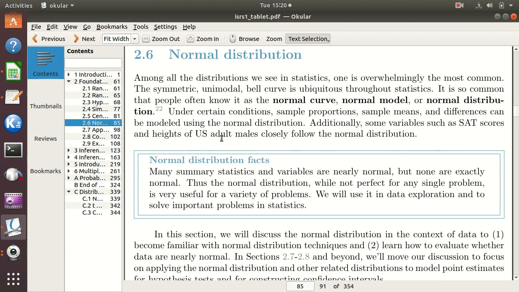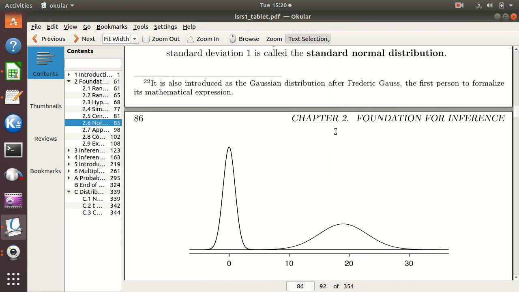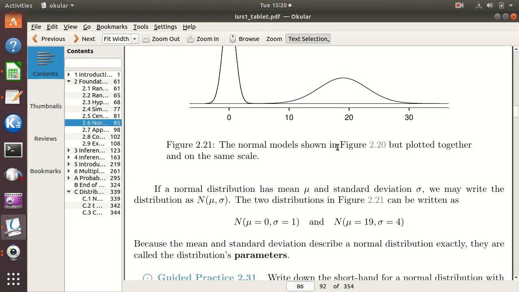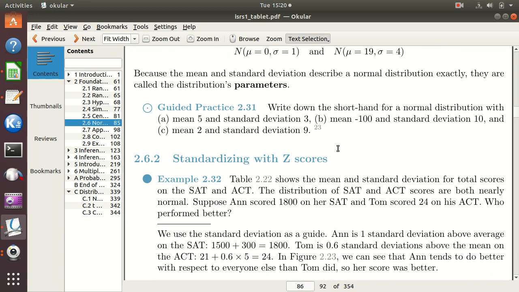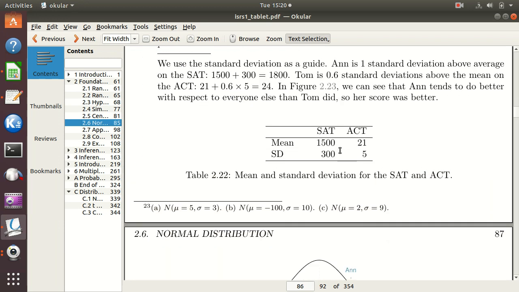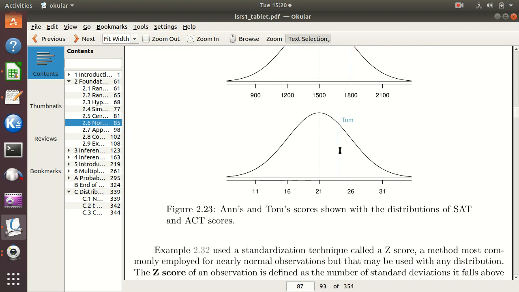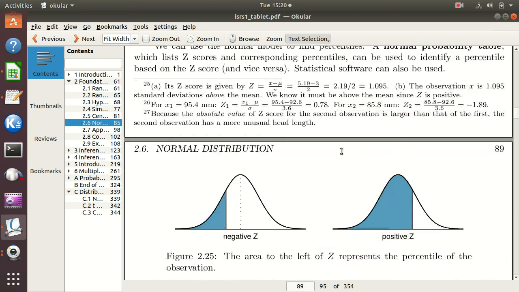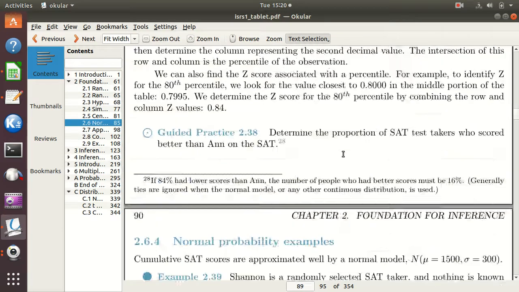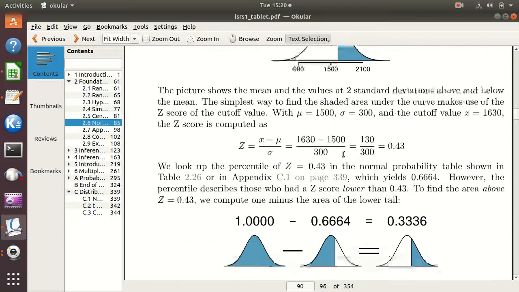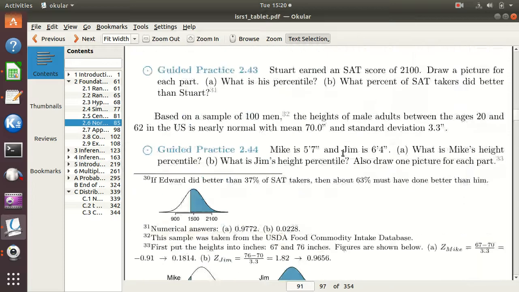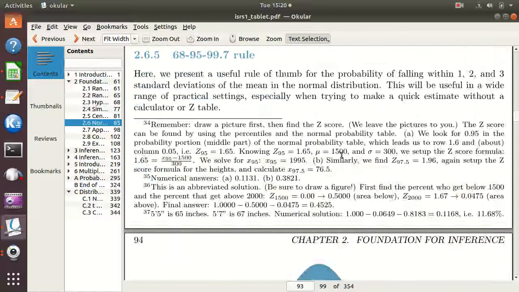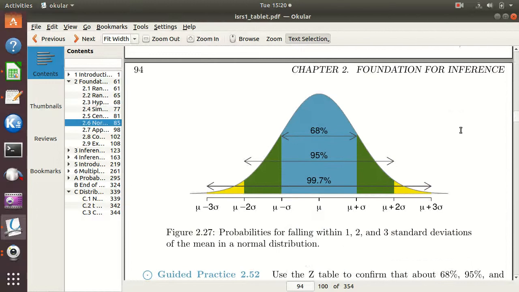Actually, let me see if I can. Here's the normal distribution in 2.6. So there they're showing the picture. There they're showing 2 different normal distributions. And they're saying standardized with the z-score, so we'll look at that in a second. But somewhere in here they have their rule of thumb. I don't know. Probability examples. Yeah, well, I thought it was more at the beginning. I think they do it maybe toward the end. Here we go. There's their picture.